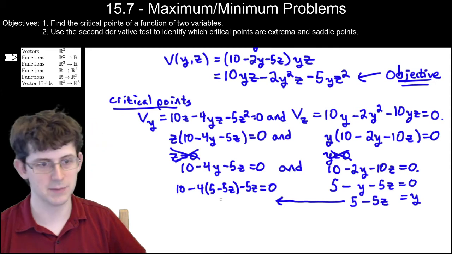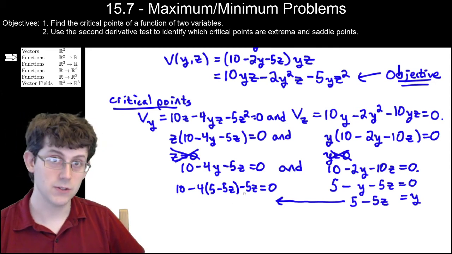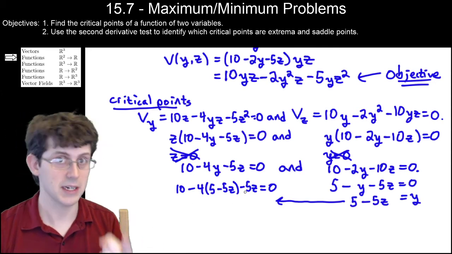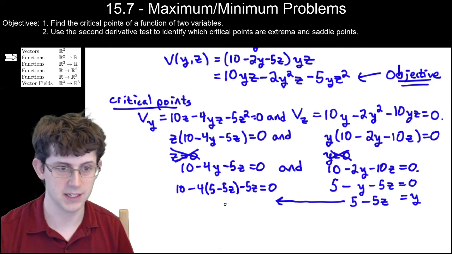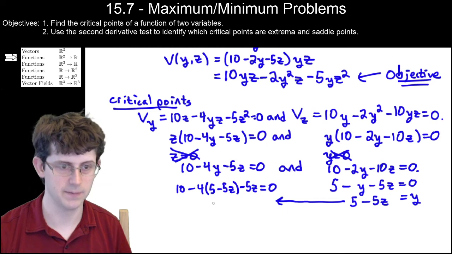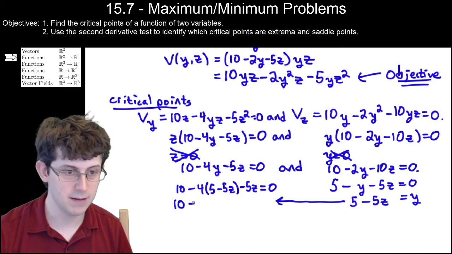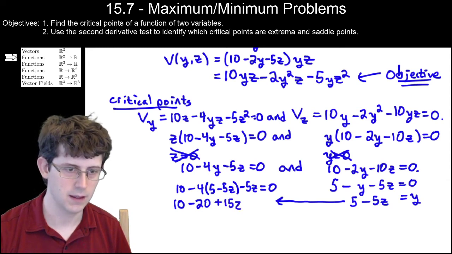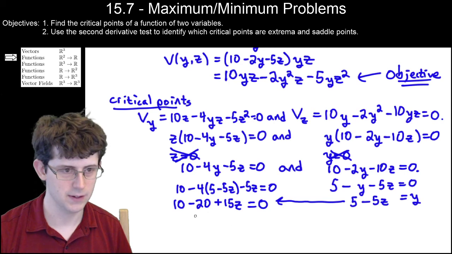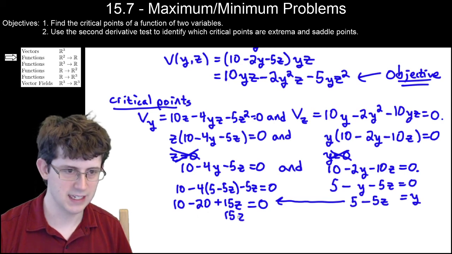So we're just doing some system solving. After you do substitution, you get one fewer equation and one fewer variable. So this is just one equation in terms of z now. So we can solve for z. It's going to be 10 minus 20 plus 20z minus 5z all equals 0. I end up with 15z is 10, so z is 2/3.